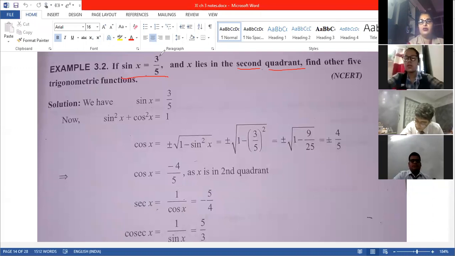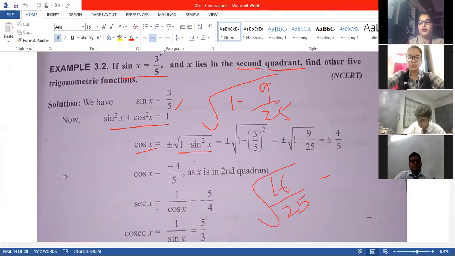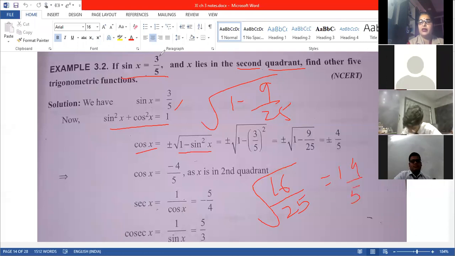Same way, we can write sin square x plus cos square x is equal to 1. We know the value of sin x, so from here we can get the value of cos x. Cos x will be plus minus root over 1 minus sin square x. Now 1 minus 9 by 25, taking the LCM, 25 minus 9 will be 16. So root over 16 by 25 will be 4 by 5, and the plus minus sign will come as it is. Clear?